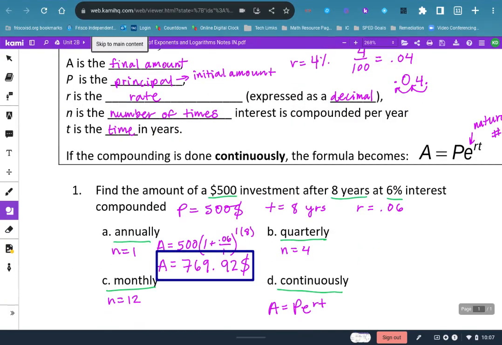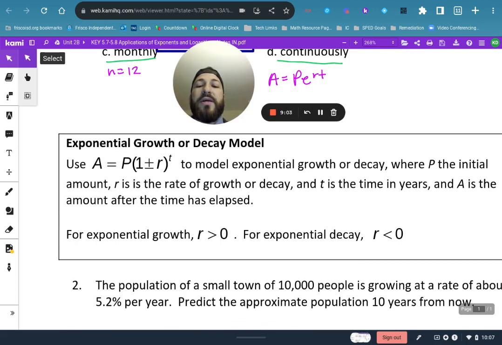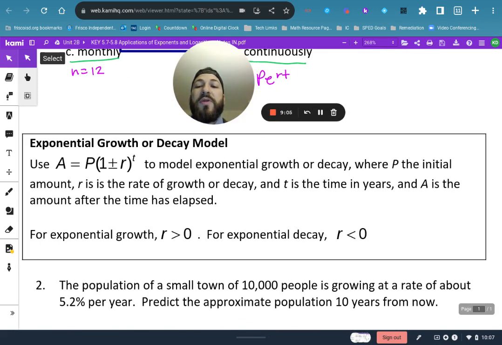We have one other equation that we're going to talk about today, and that other equation is exponential growth and decay. And exponential growth and decay is really a very similar situation. We have A, we have P, we have R, we have T, but it's a little simpler. We're not having that compound interest. And in this situation, we're either growing exponentially or we're decaying.